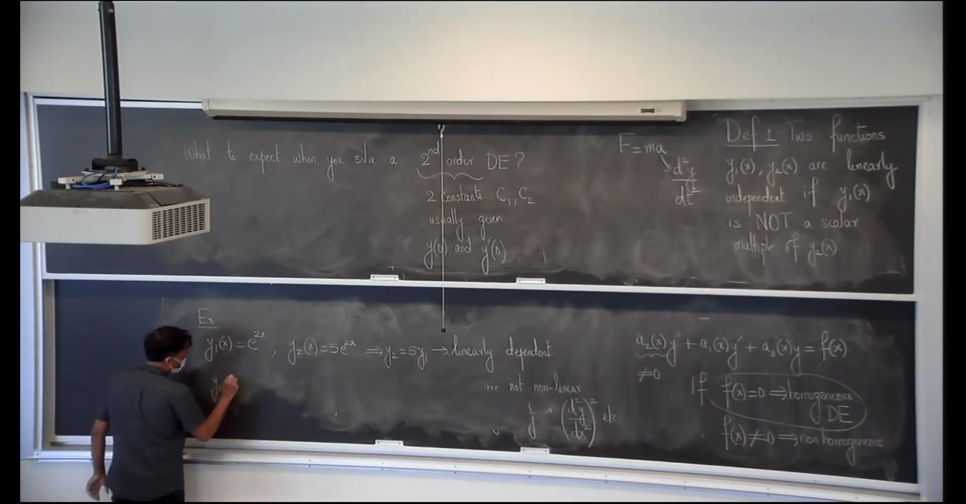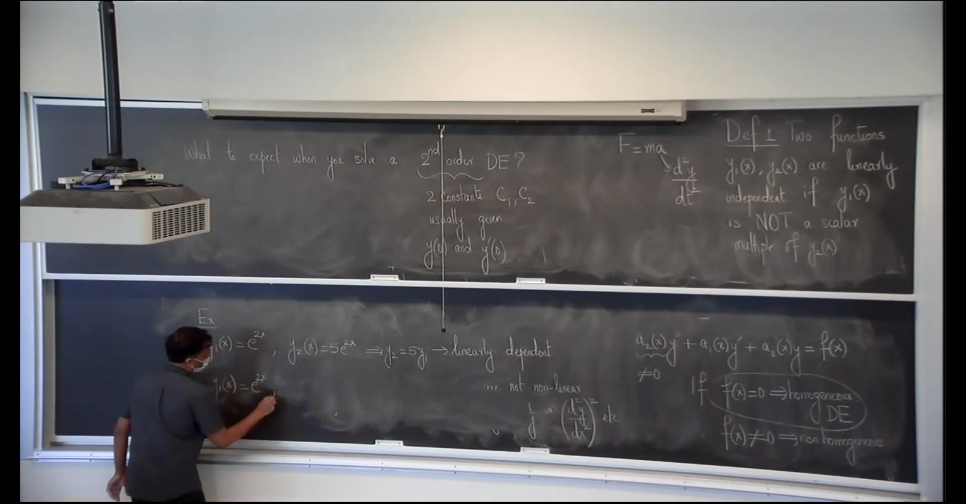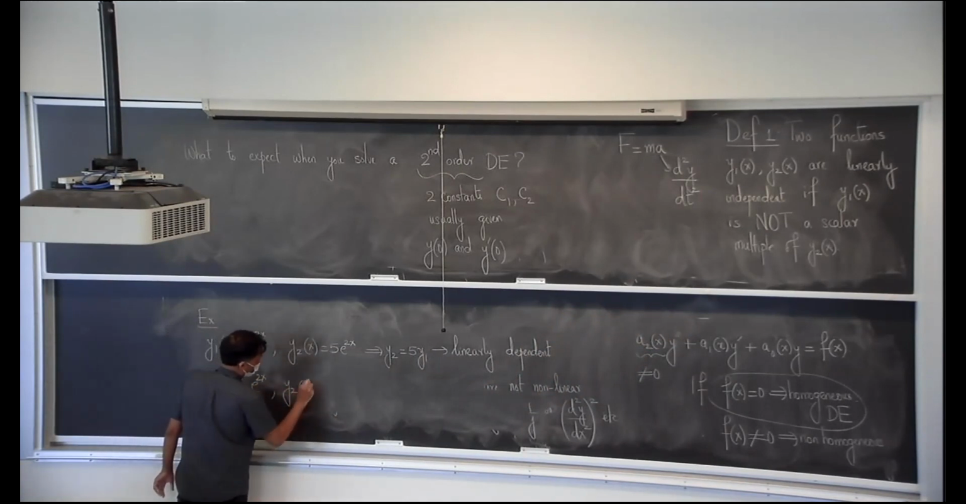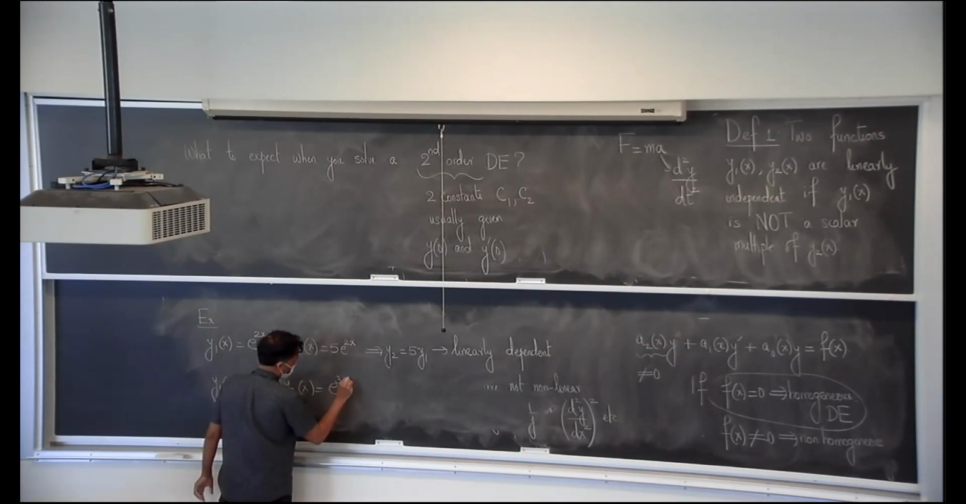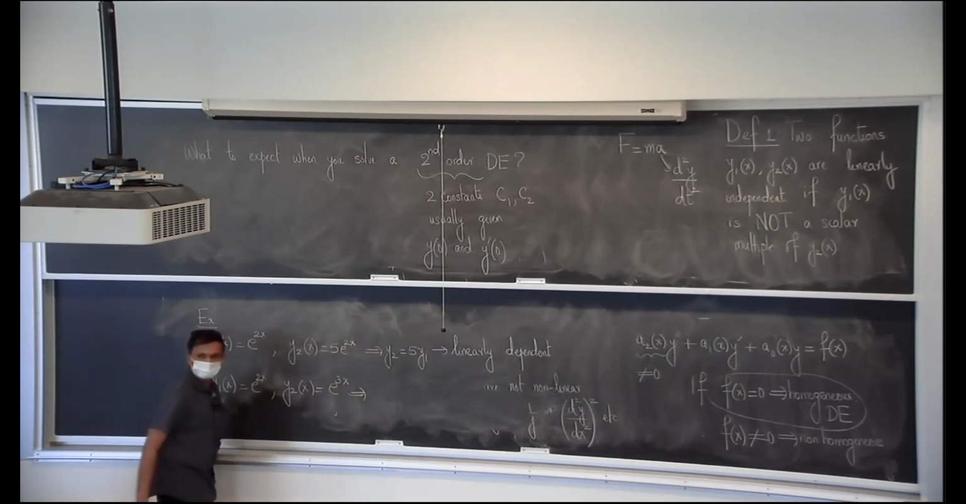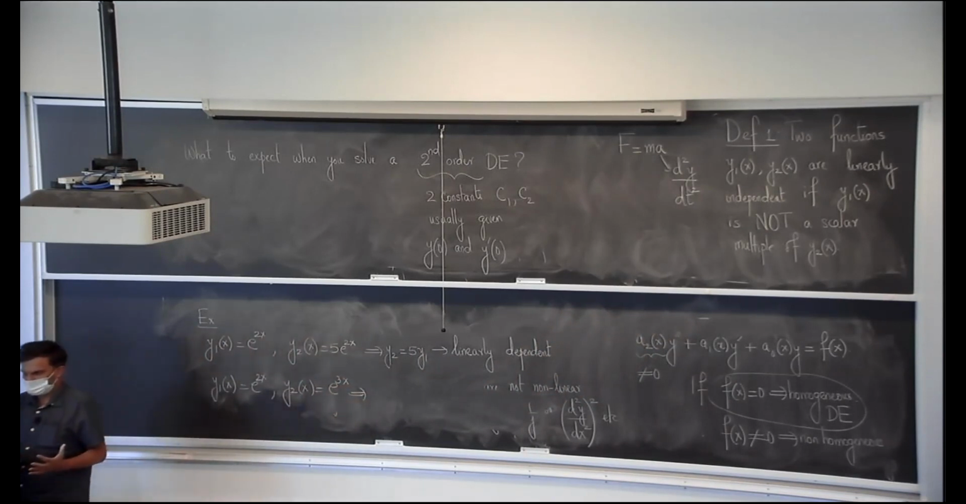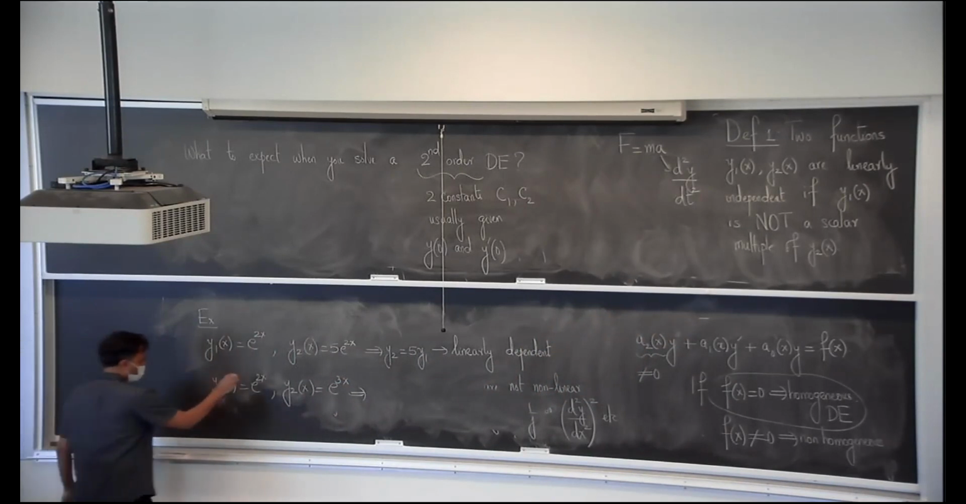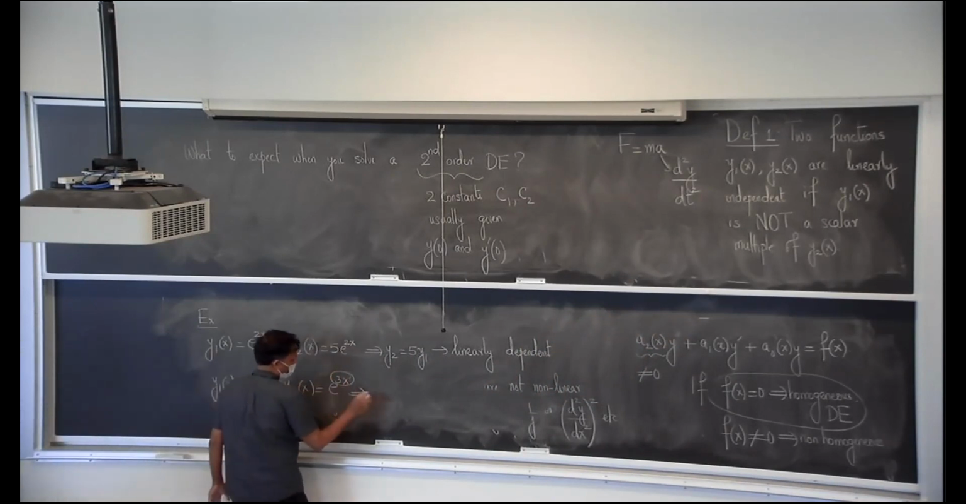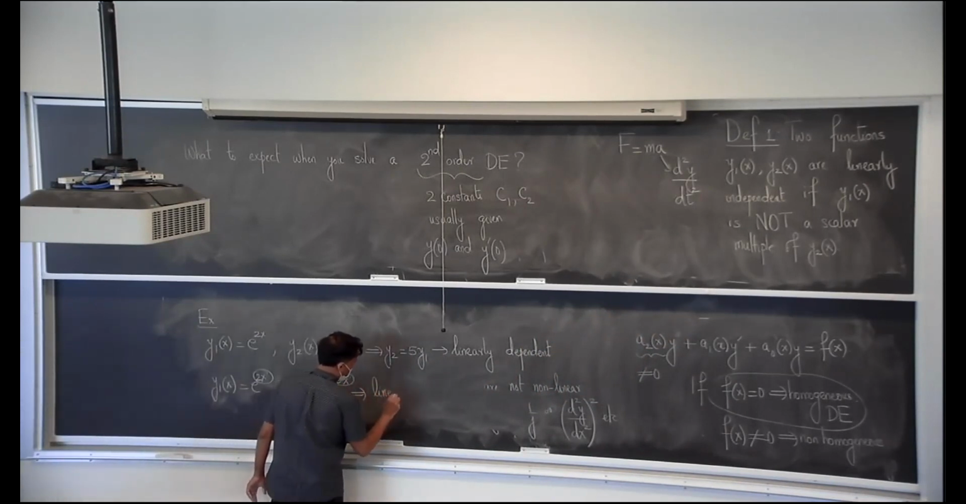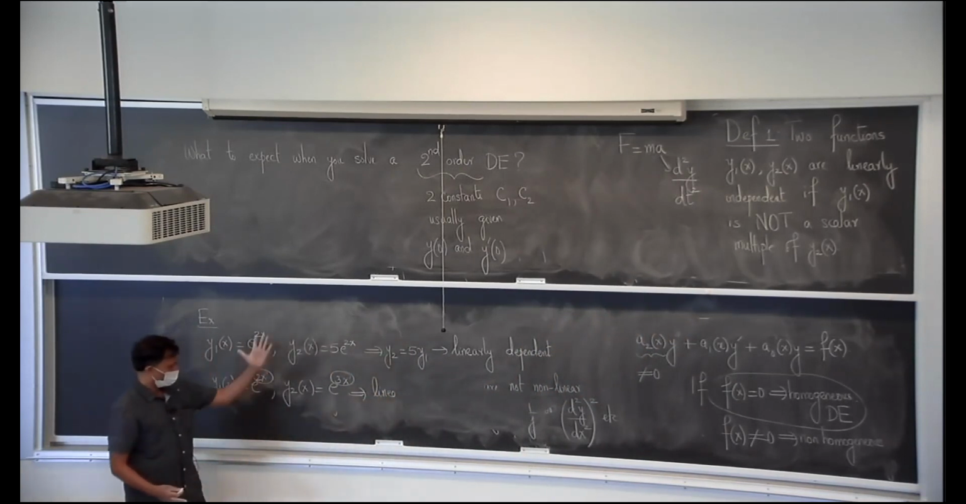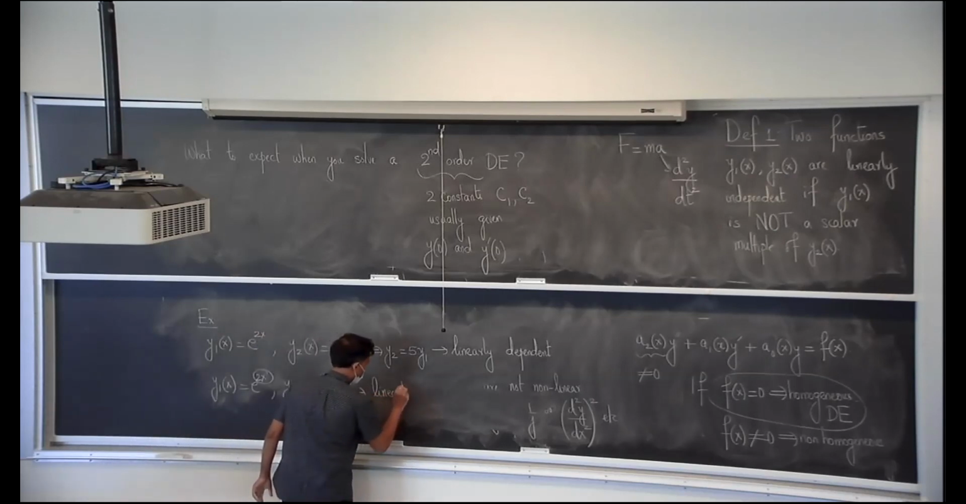y1 of x equal to e to the power of 2x, y2 of x equal to e to the power of 3x. What do you think about this one? Just by looking at it, do you think these are dependent or independent? Independent. These two exponents are different, so these are linearly independent. These are two different functions. If you draw the graph, one of them is increasing more steeply than the other one. It's not on top of each other. So linearly independent.